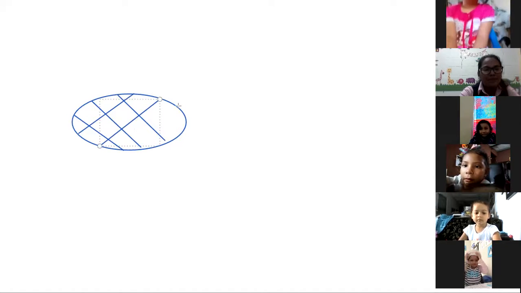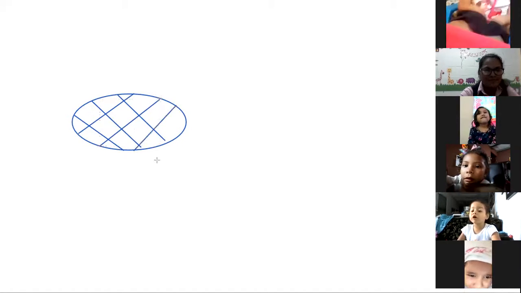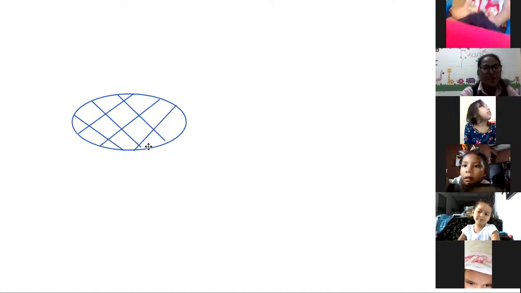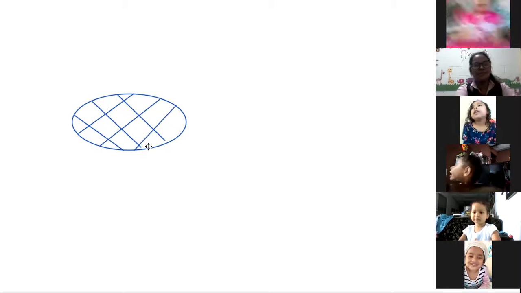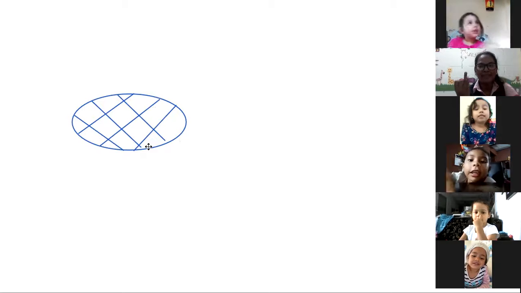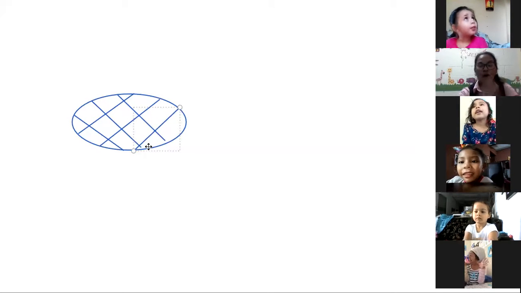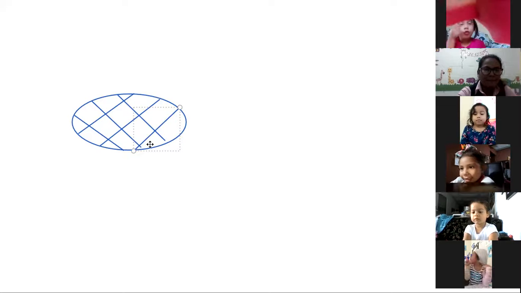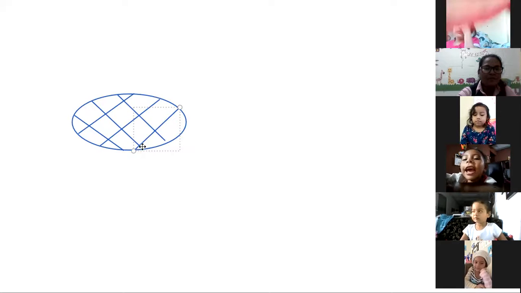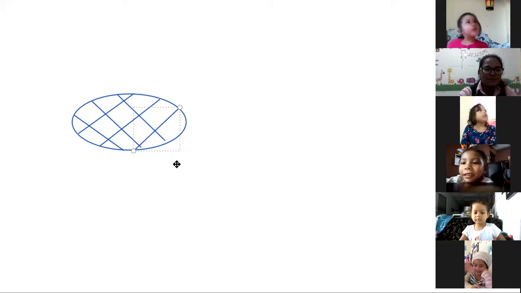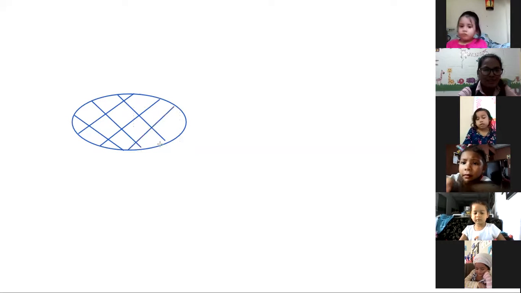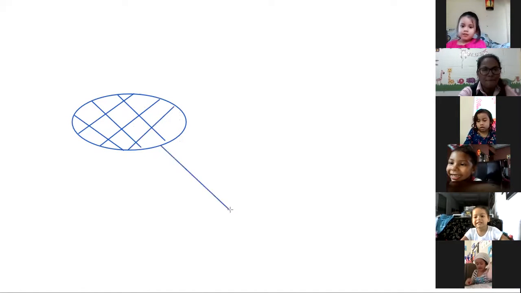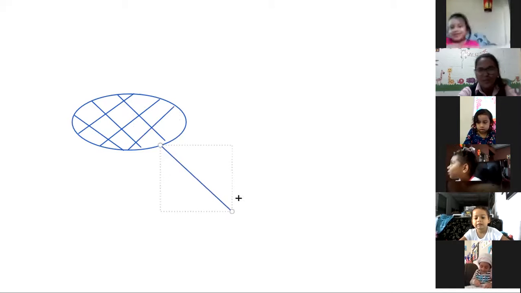Do you know what this is? Un balón o una alfombra. No, es de las keywords. Puede ser net, not, or nose. Net. It's a net. Are you sure? Net. What do you say, the rest?